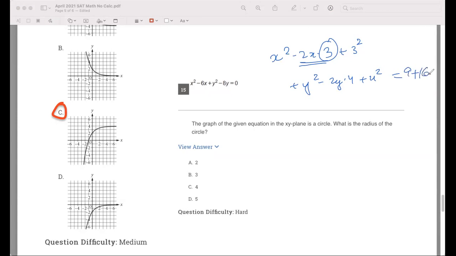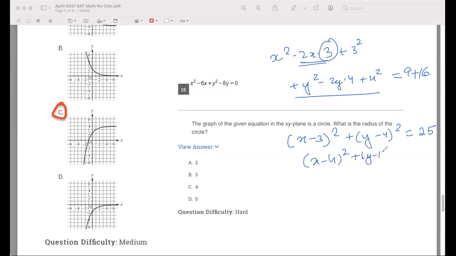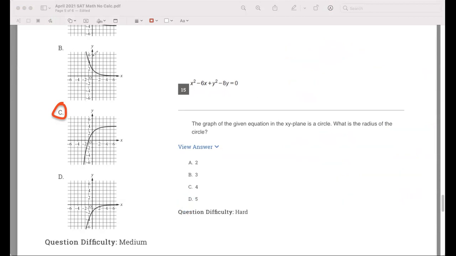So 9 plus 16. These first three terms become x minus 3 the whole squared, and these next three terms become y minus 4 the whole squared. On the right hand side, I have 25. The general equation is x minus h the whole squared plus y minus k the whole squared is r squared, where the center is (h, k) and r is the radius. So here r squared is 25, so the radius is option D, 5.